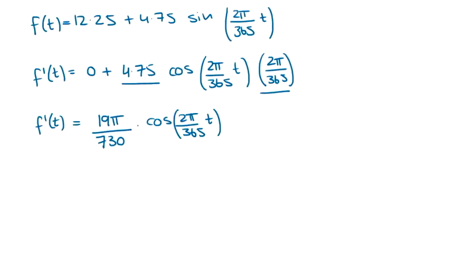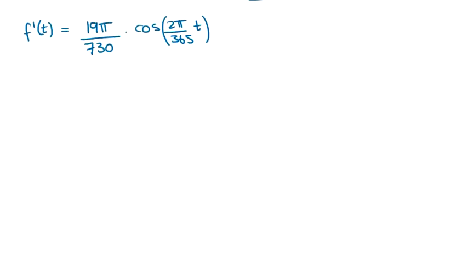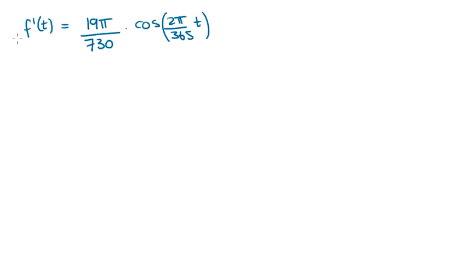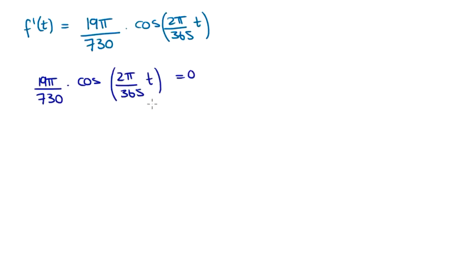So going over to the function that we have already differentiated, we're going to let this be equal to 0 in order to find our maximum turning point, or our max t and f. So if our function is equal to 0, then the cosine of 2 pi over 365 multiplied by t is going to be equal to 0. We can think of dividing both sides by 19 pi over 730.